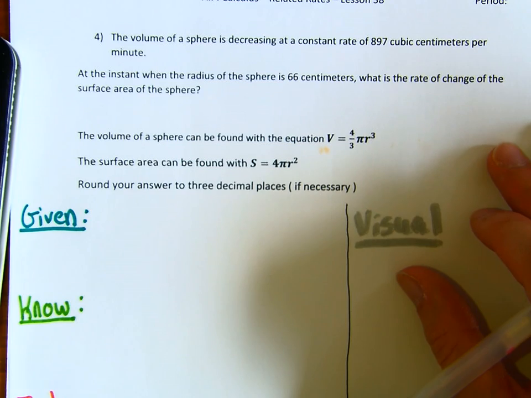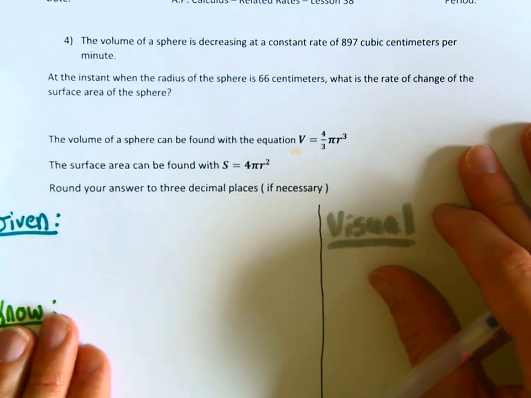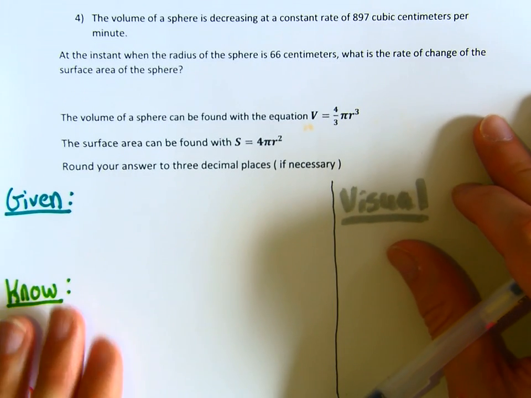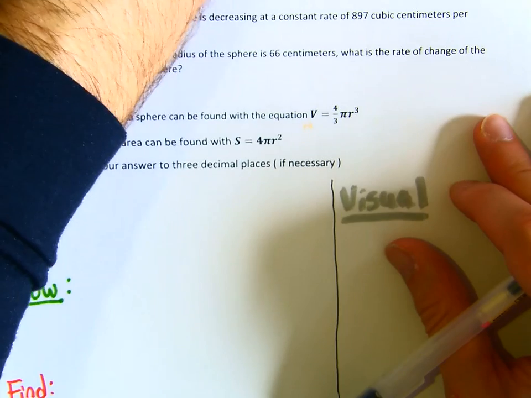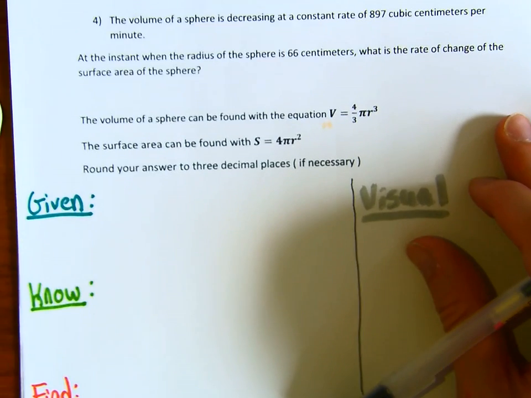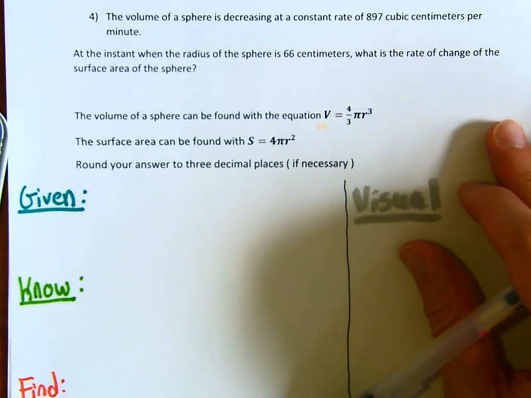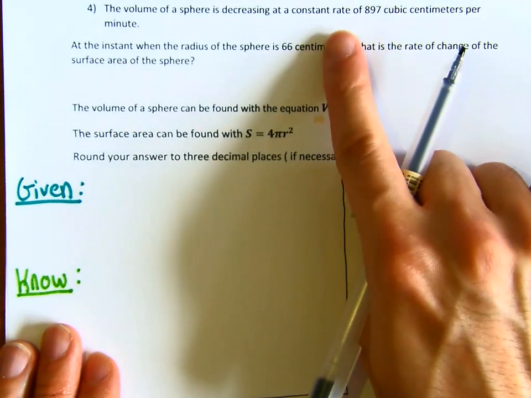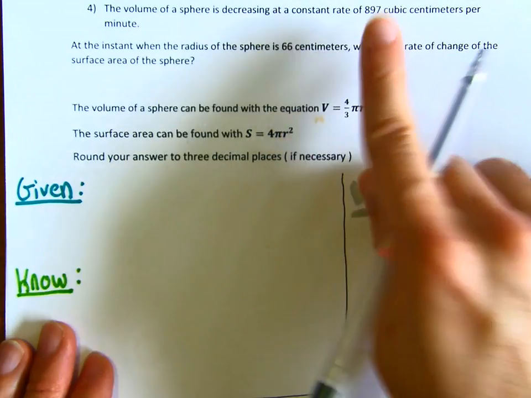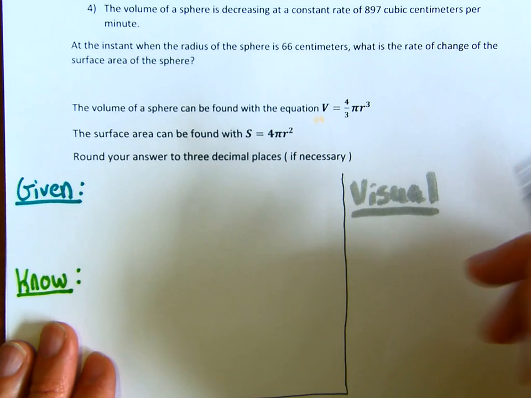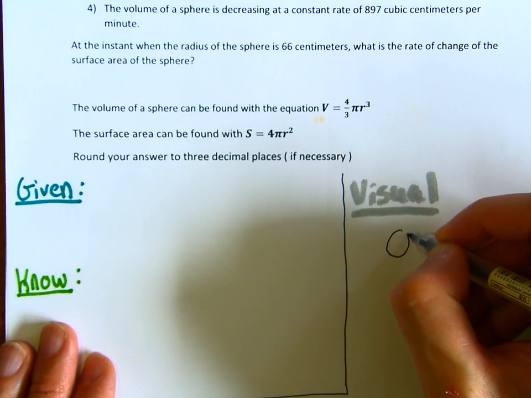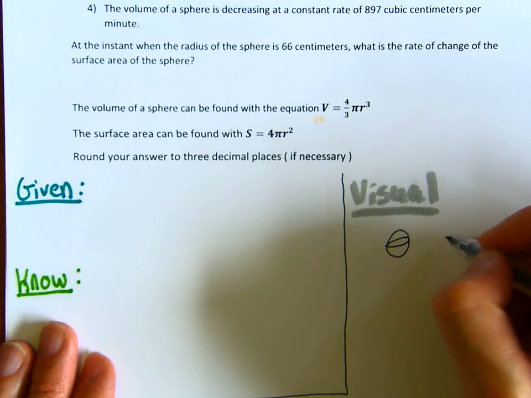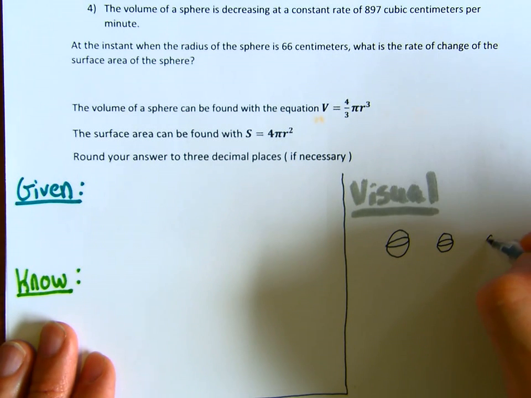Okay, let me move this back a little bit. Okie dokie. There we go. So now here it's saying the volume of a sphere is decreasing at a constant rate of 897 cubic centimeters per minute. So we have some sort of sphere, and the sphere is just getting smaller and smaller per second.